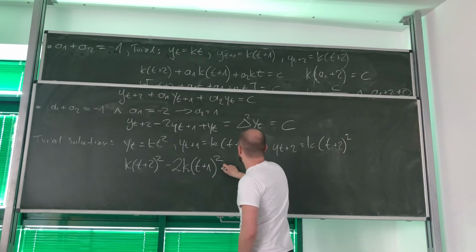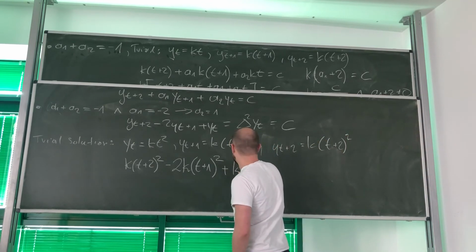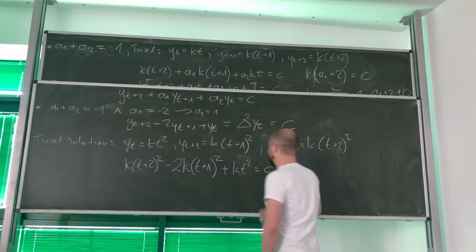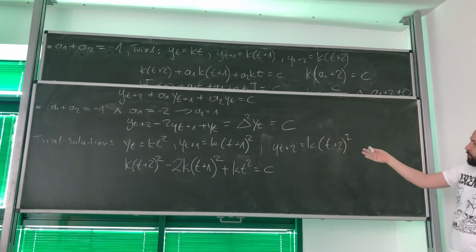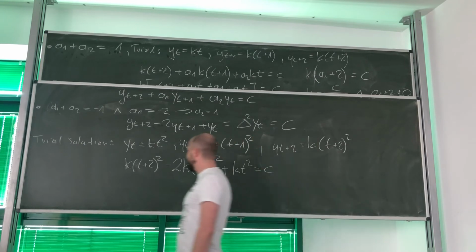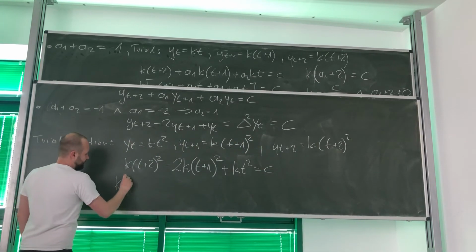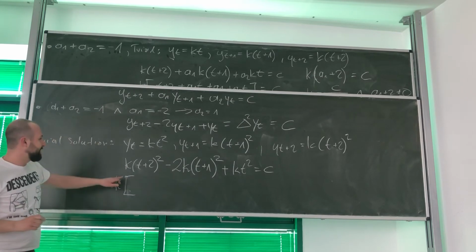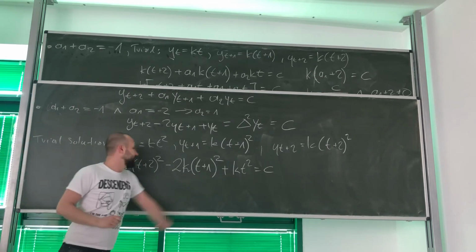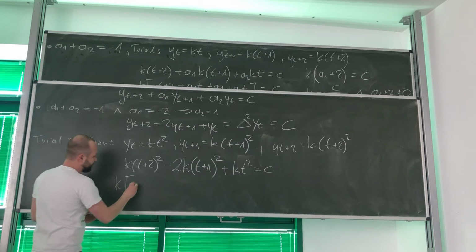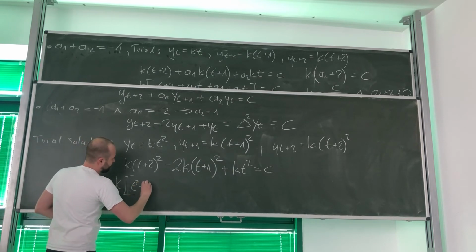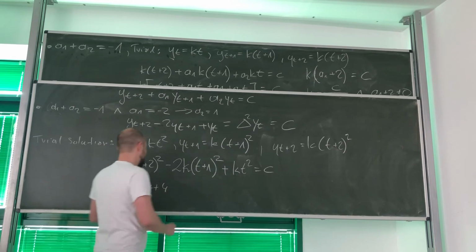And then we've got plus kt squared equals c. Okay, right away we see that k can be taken out of the parentheses. And now let's calculate everything out inside. So out of this we get t squared plus 4t plus 4.